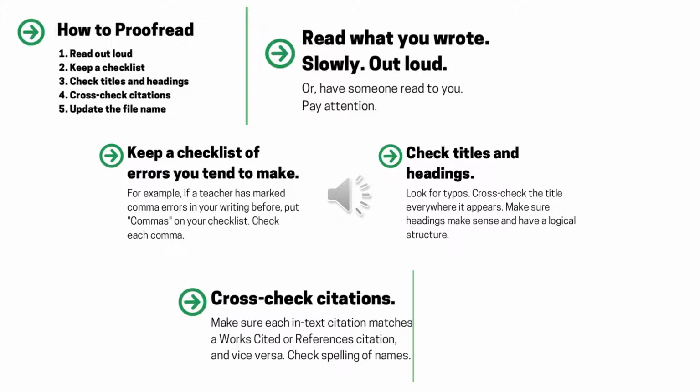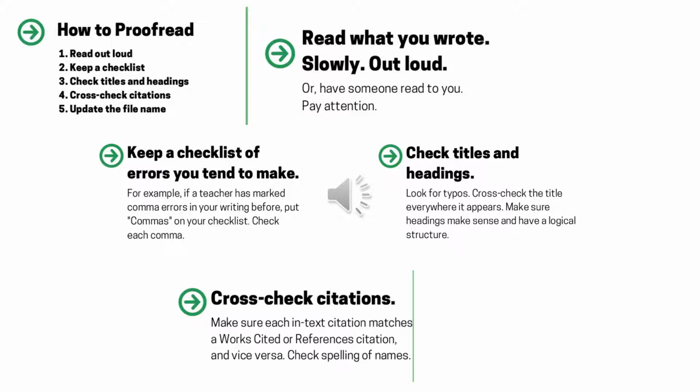As we get to the proofreading part, here are some steps to proofreading. You want to read out loud your paper to yourself or to someone else. You want to keep a checklist, again, of the guidelines and the things that you need to take care of in your paper. You want to check the titles and headings. You want to cross-check your citations, and you want to update the file name. Again, that file that you're going to upload, right? So read what you wrote slowly out loud, or have someone read it to you, but pay attention. Okay, listen to it for errors or ways that you can improve.